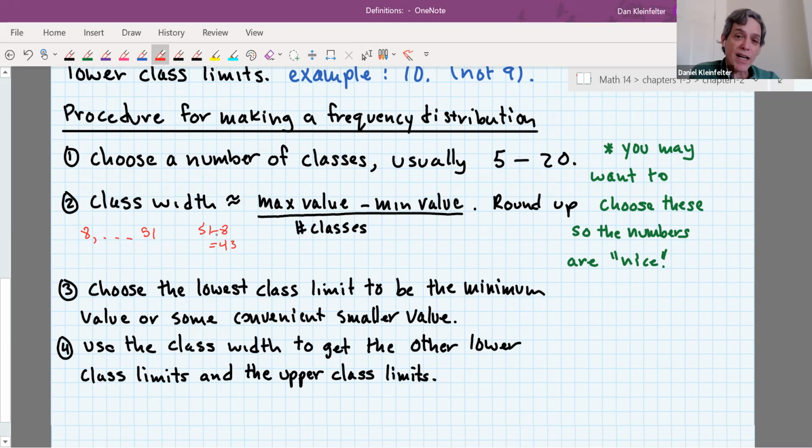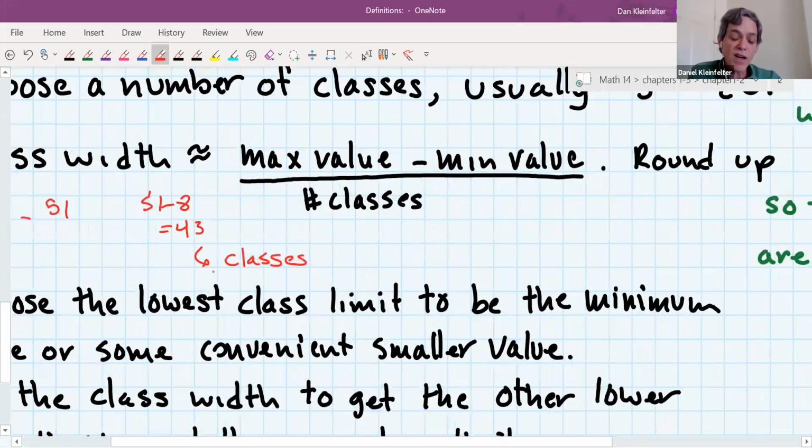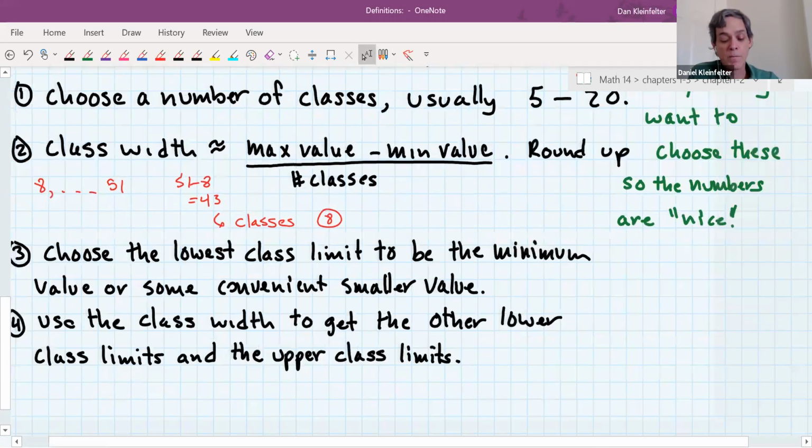And then we want to divide by the number of classes. Let's say we want to put that into 4 classes. Let's make it 5 so it's a little more interesting. If we wanted to make that 6 classes, I know I just said 5. All right, so let's say we want to make that into 6 classes. 43 divided by 6 is 7 with a little bit of a remainder. So we're going to round up and call it 8. So we would use 8 for the class width.